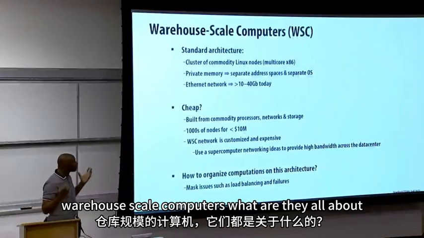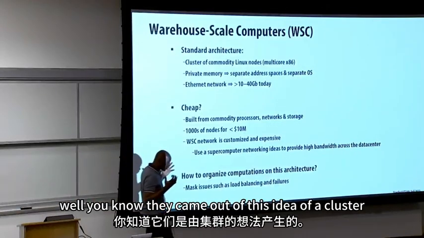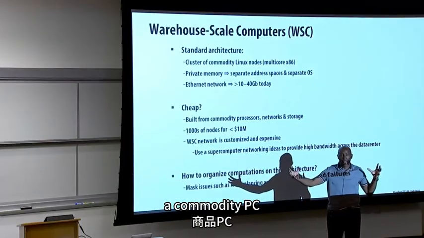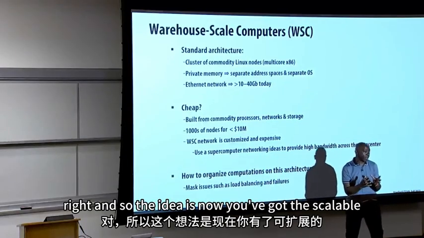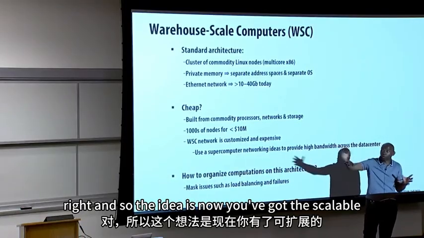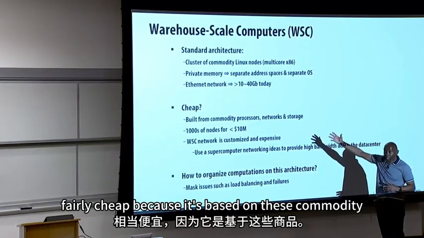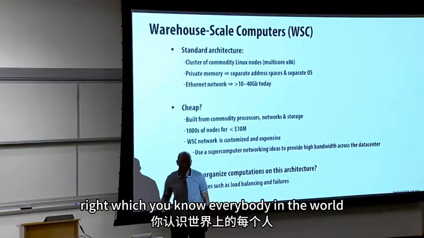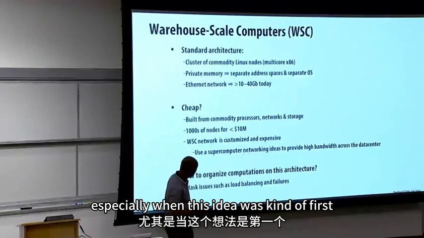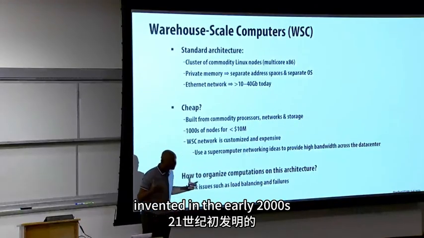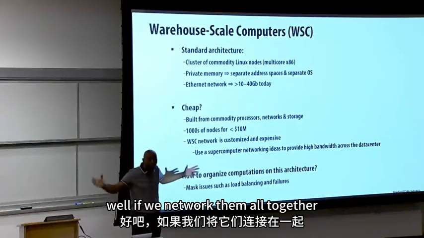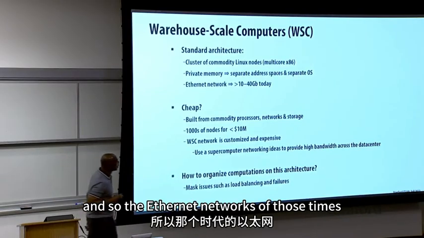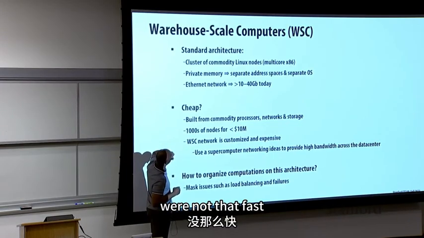Okay, so warehouse scale computers, what are they all about? Well, they came out of this idea of a cluster, right? So you take commodity PCs and you connect them together with Ethernet. And so the idea is now you've got this scalable computer, and it's fairly cheap because it's based on these commodity PC components. Everybody in the world, especially when this idea was first invented in the early 2000s, had a PC on their desk. And the idea is, if we network them all together, we can get this large scalable computer. The Ethernet networks of those times were not that fast.